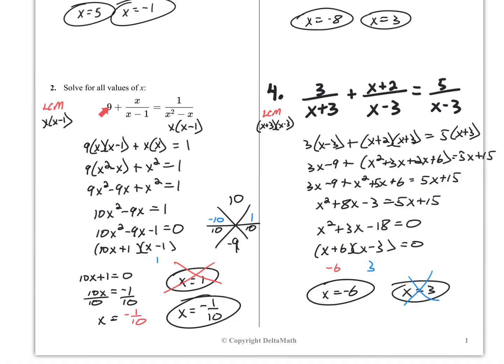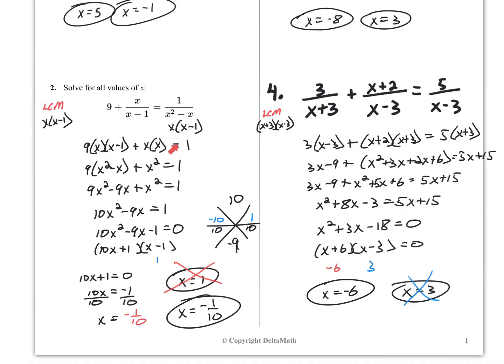So the 9 has to get multiplied by both of them. 9 times x minus 1. Plus, the x doesn't have to get multiplied times x minus 1, but it does have to get multiplied by the x. And then finally, this 1 has all of the least common multiple in the denominator, so that would just cancel everything out, and we're left with 1.